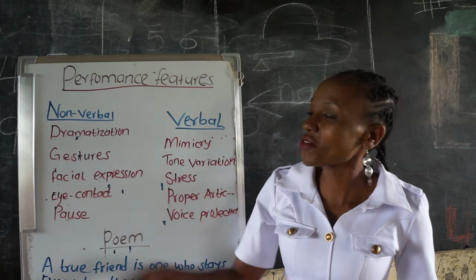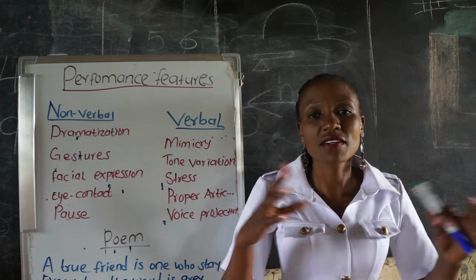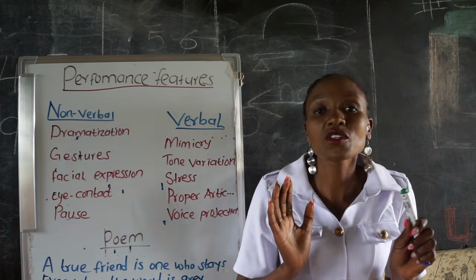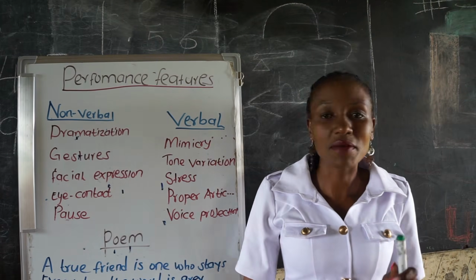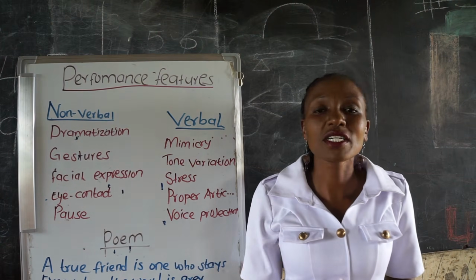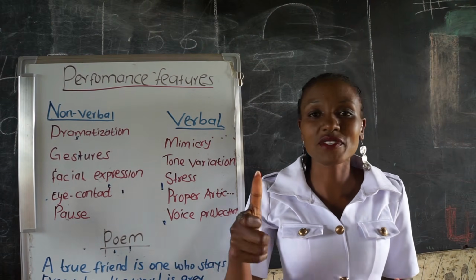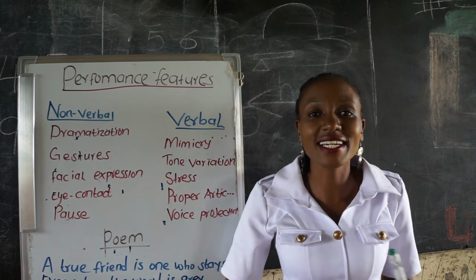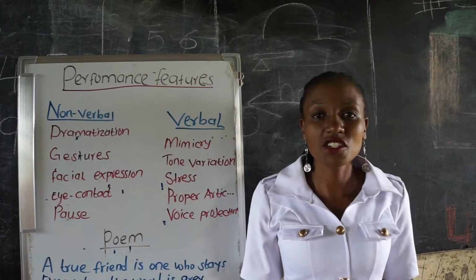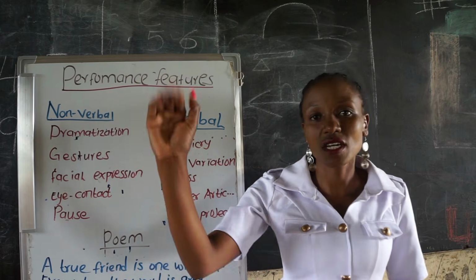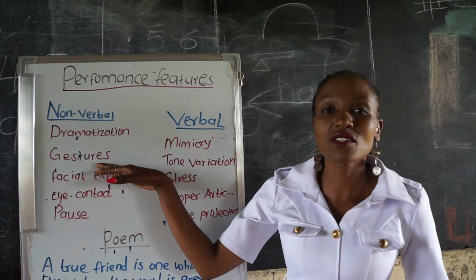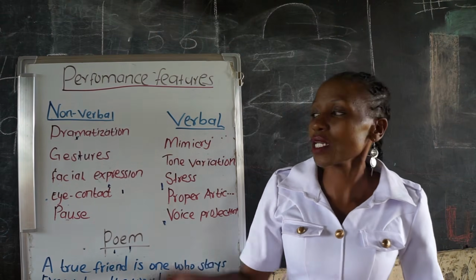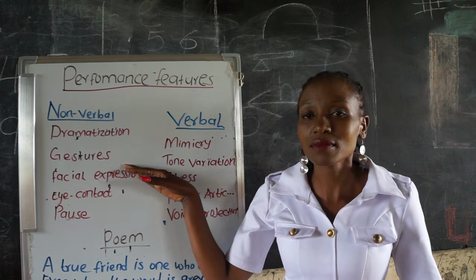Number two, we have the gestures. We have several gestures. Like if you want to call someone from afar, you can wave, or maybe you can point at them. You have gestures like thumbs up, like thumbs down if you dislike somebody. So many gestures. Waving to say goodbye, etc. If in that poem you need to use any gesture, then you indicate it there.